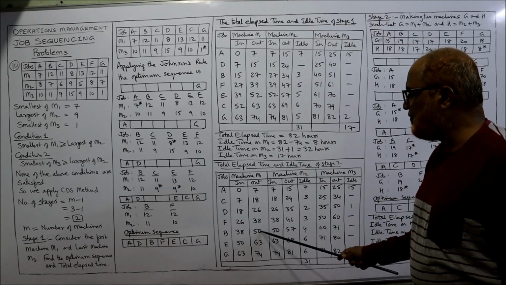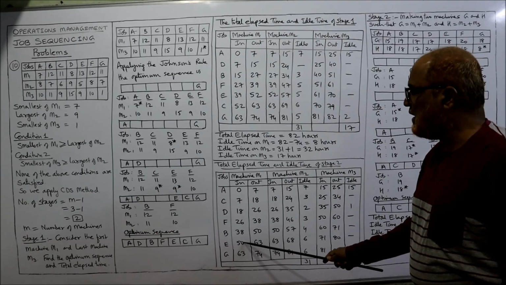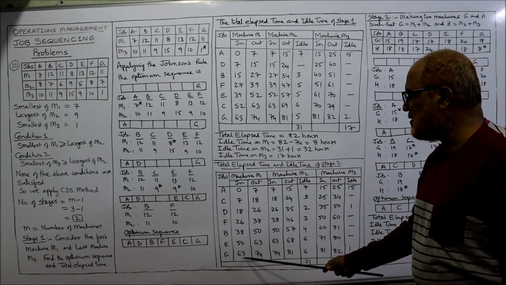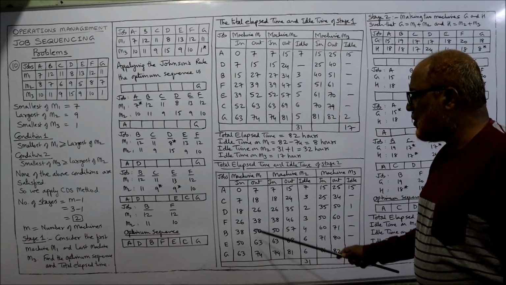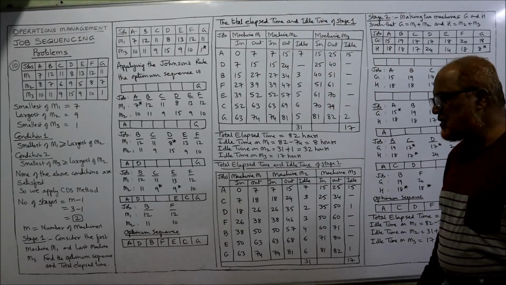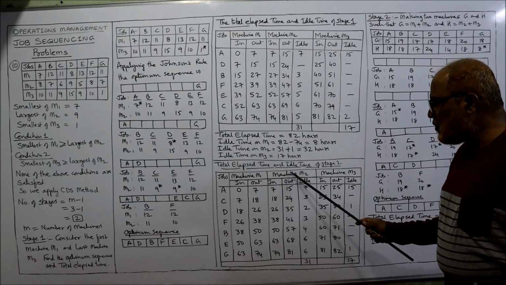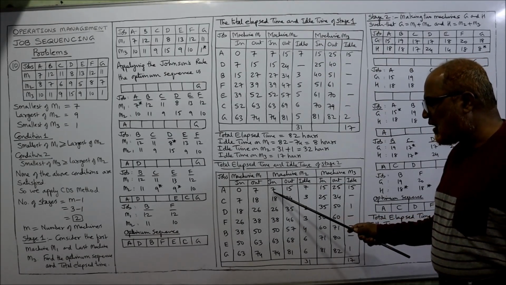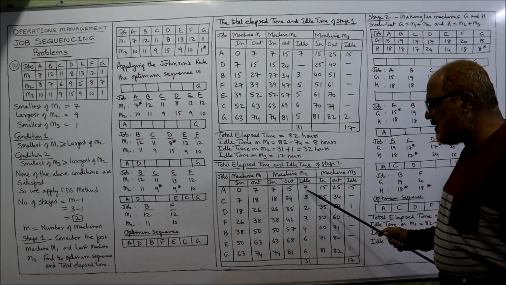38 plus 12, 50. E M1, 13. 50 plus 13, 63. G M1, 11. 63 plus 11, 74. So 0 to 74 continuously machine M1 is busy, right? No idle time. Now M2 will start at 7th hour. So first 7 hours idle time.